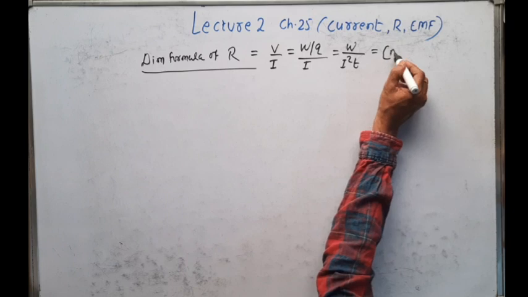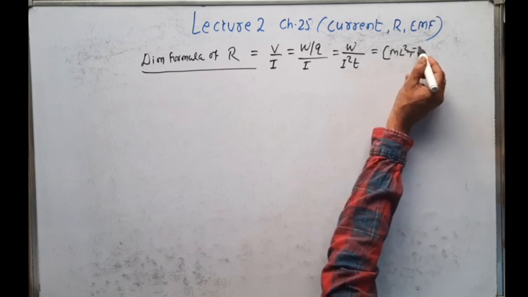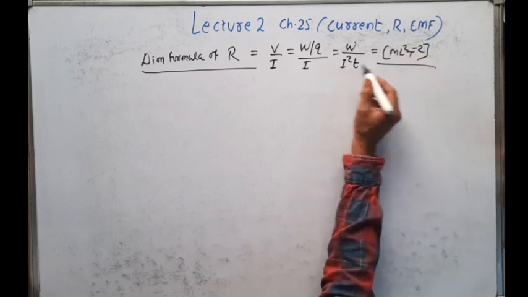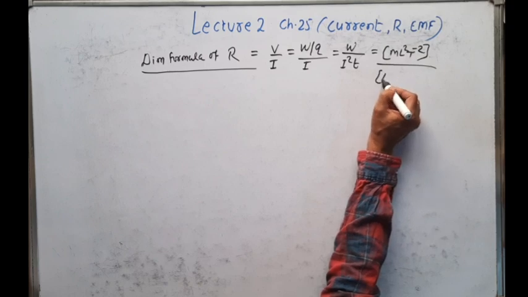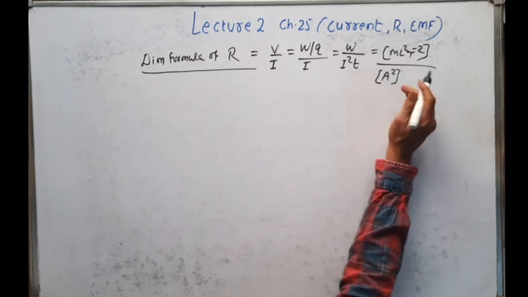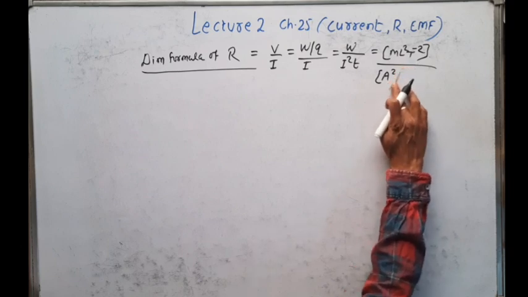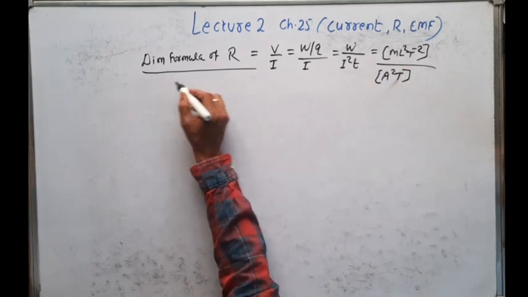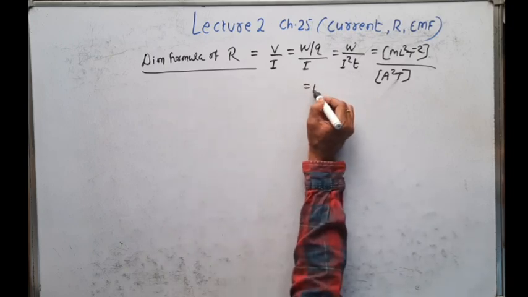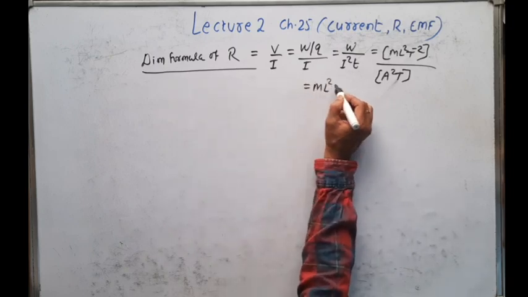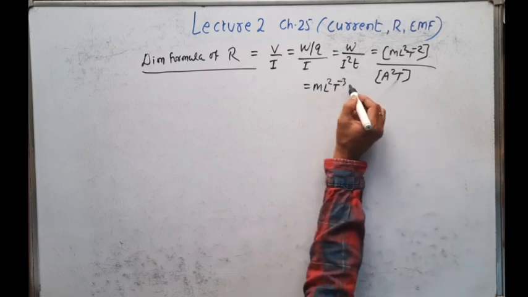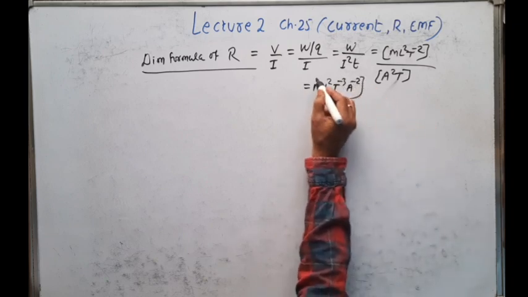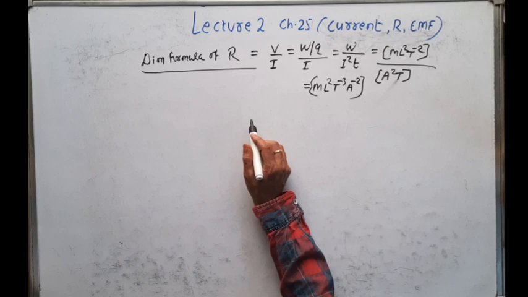Work done dimensional formula is M L square T minus 2, divided by I square, which is A square, into time, which is T. So, that is equal to M L square T minus 3 A minus 2. So, this is the dimensional formula of resistance.